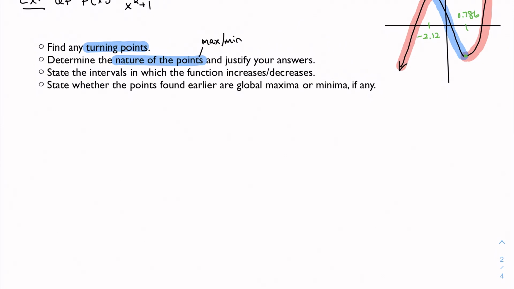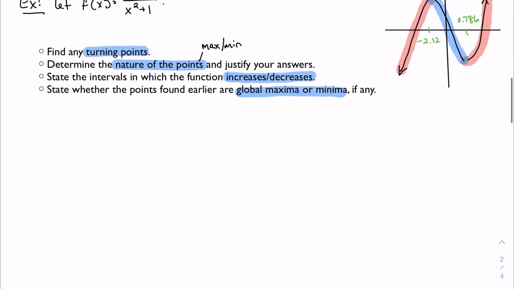I want to know increasing and decreasing. And then I have an extra step here. I want to talk about whether or not these points are global maxima or minima. So we'll talk about what that means in a minute. But first we're going to stick with what we know. Find any turning points.